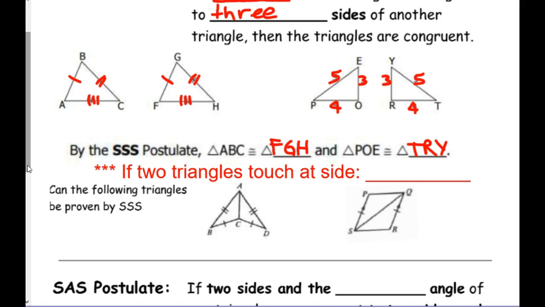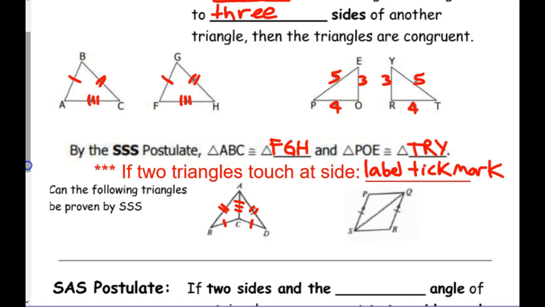So here's what I want you to do. If 2 triangles touch at a side, label the tick mark. That way you can see it. Okay? So check it out. 1 tick mark on each side, 2 tick marks on each side, and since they're touching, I'm going to put my 3rd tick mark. Okay? Those touching sides are obviously equal because they're the exact same side. So are all 3 sides labeled?